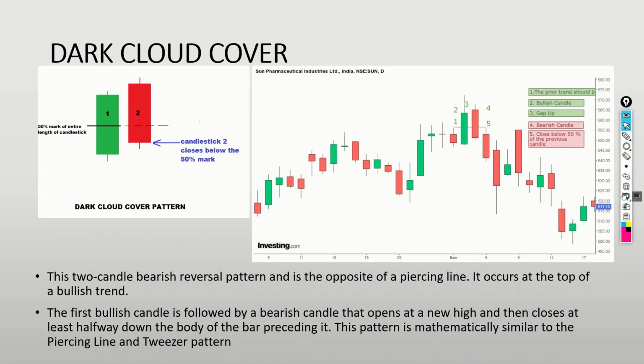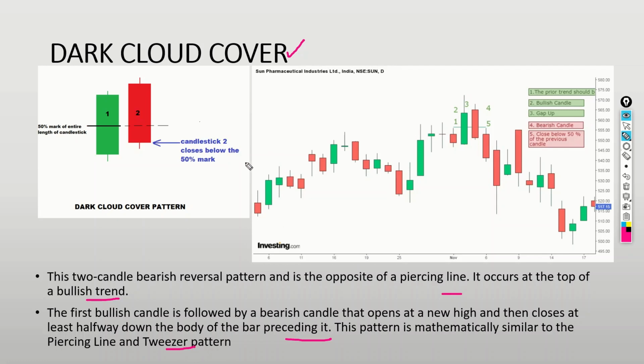So we have dark cloud cover as the next candlestick pattern. Dark cloud cover is the opposite of the other one. So this is a 2 candlestick bearish pattern and is the opposite of the piercing line. It occurs at the top of a bullish trend. So the first candle is followed by a bearish candle that opens at a new high, then closes at least halfway down the body of the candle preceding it. Okay, so this pattern is mathematically similar to the piercing line and tweezer pattern.